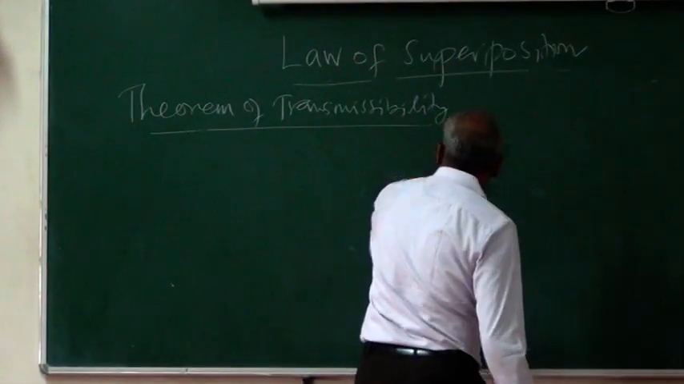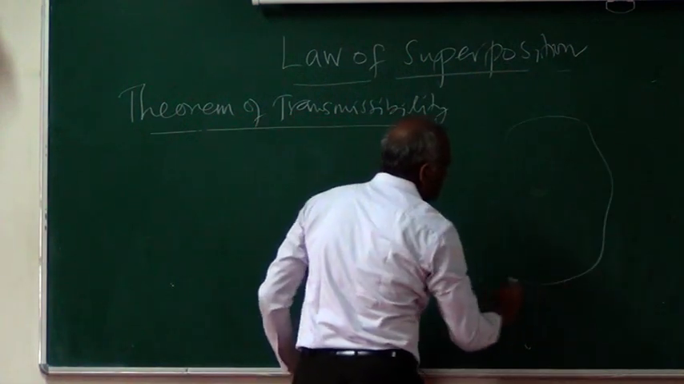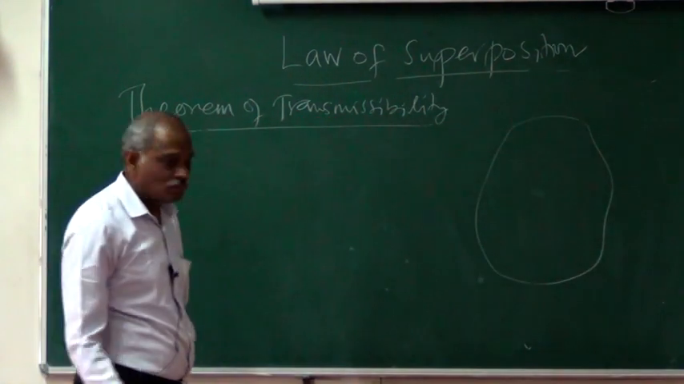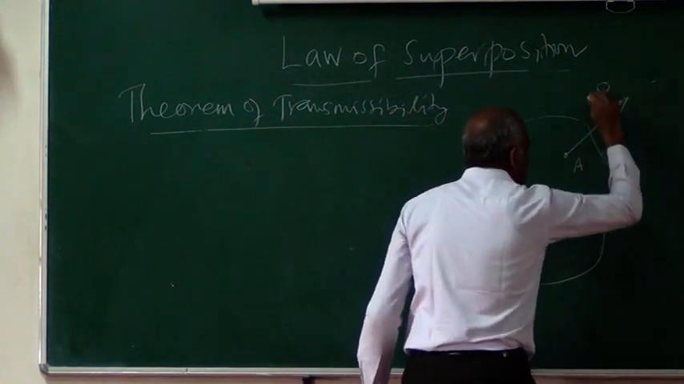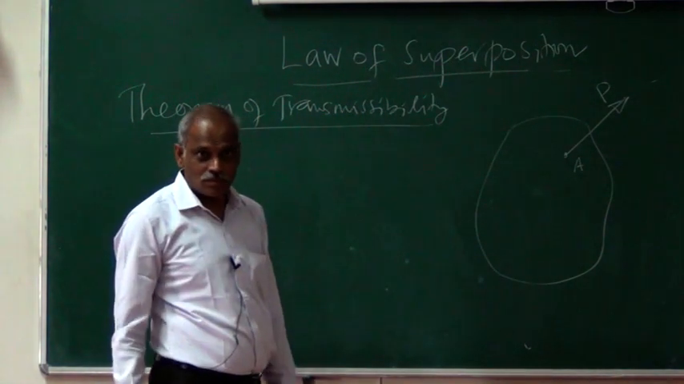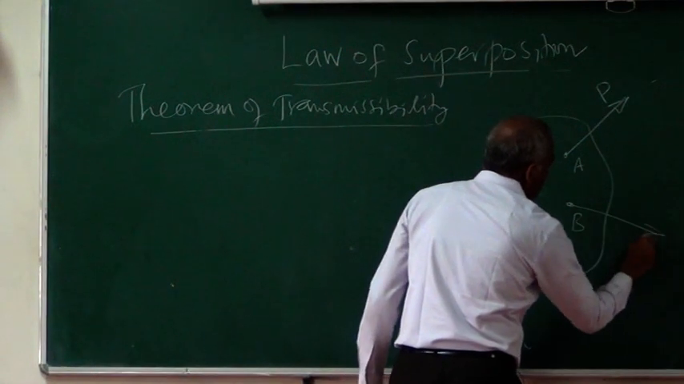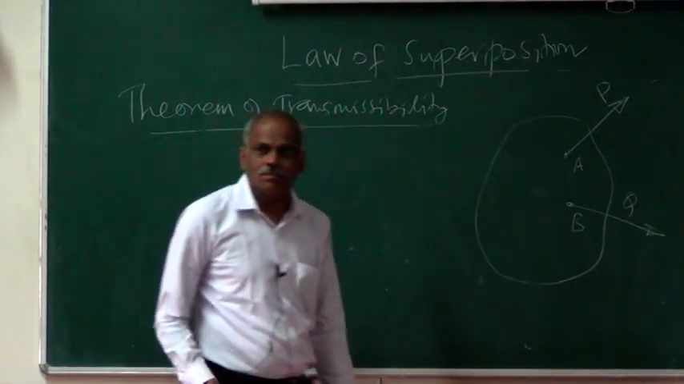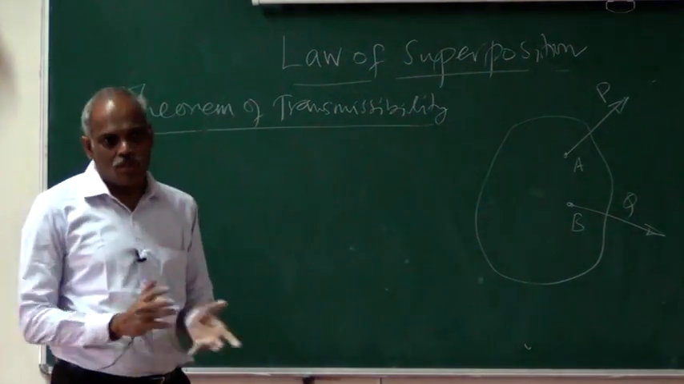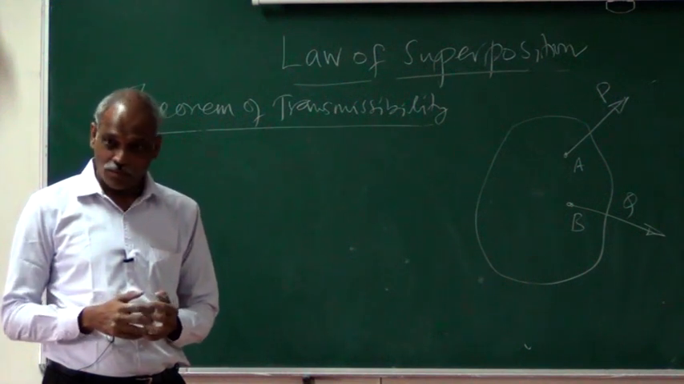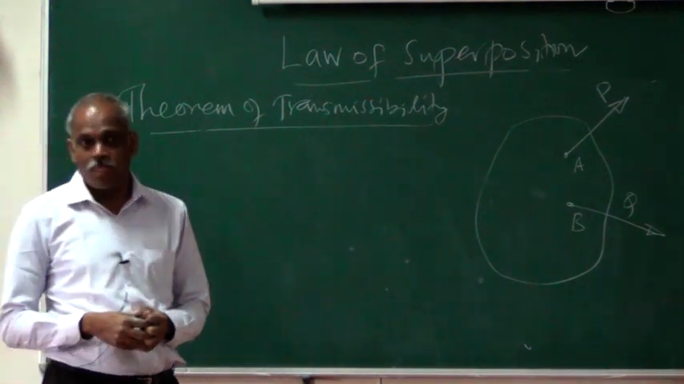Now we'll take another example. We have a rigid body. We have a force acting at point A. We have another force acting at point B. How to get the resultant of these two forces? How to get the resultant of these two forces?